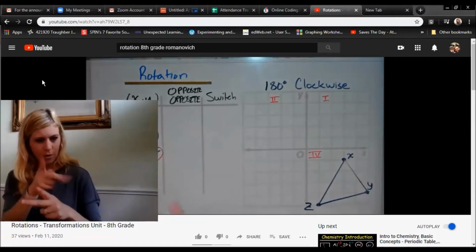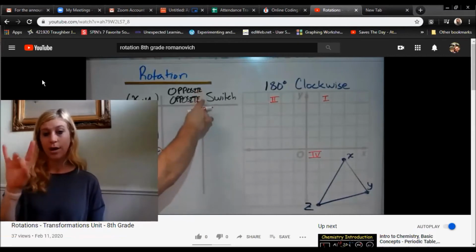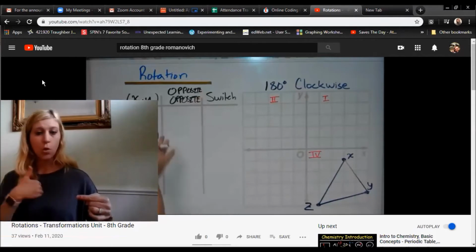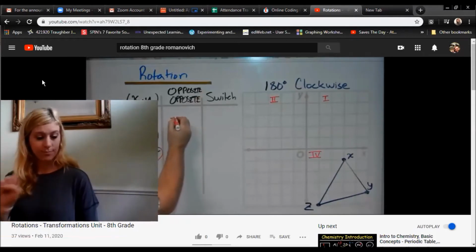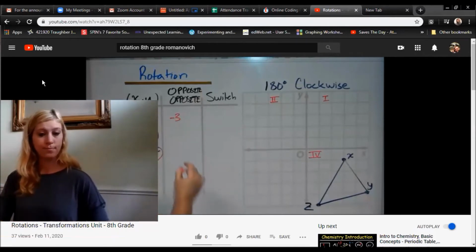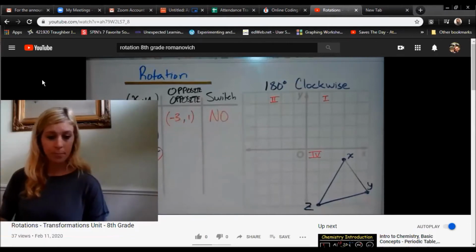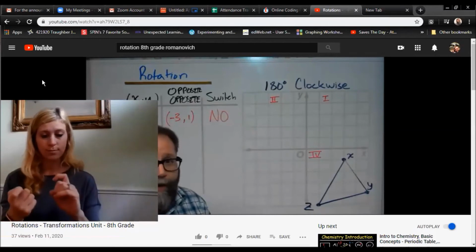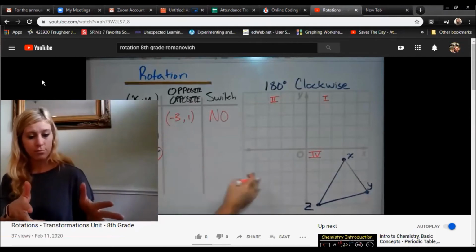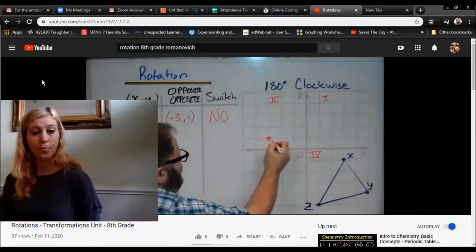Let me get my marker here. And the rule for rotating 180 degrees clockwise is opposite, opposite. So we're just taking the opposite of both terms. So when I look at x here, my x prime is going to be the opposite of 3, and then the opposite of -1. Now the opposite of -1 is +1. And then no switch. We're not going to switch it at all, okay? So it's just opposite, opposite, and we leave it as such. So then x prime is at -3, 1, 2, 3, and +1, x prime.